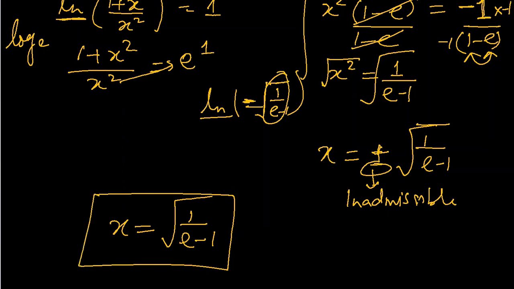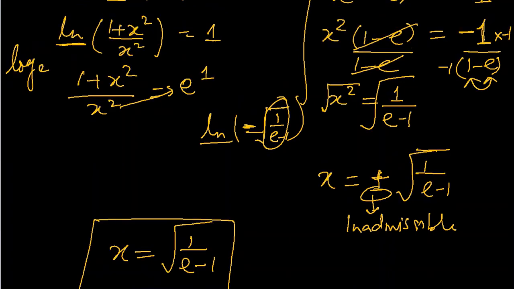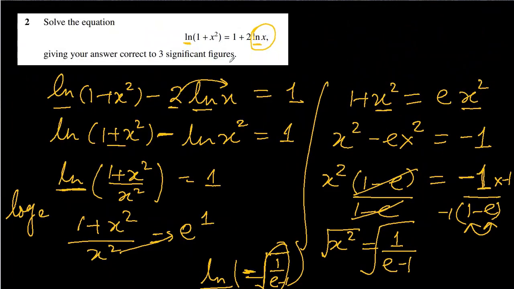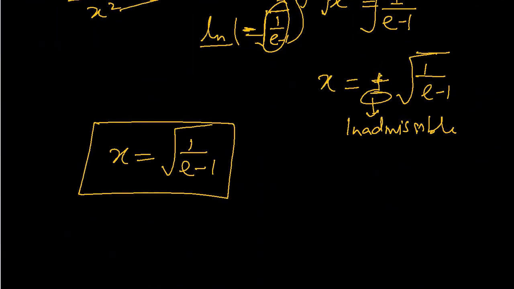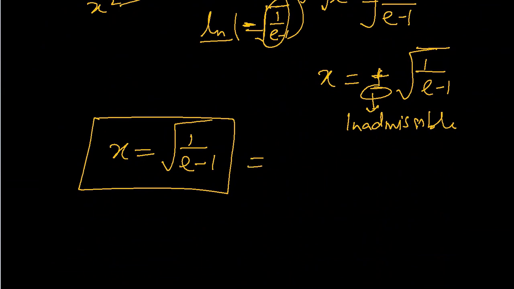And since they are saying that we have to show the answer in decimals, 3 significant figures, the exact answer is not needed. So we will convert this to decimals. If I put this in my calculator, I got 0.7628. Let's make it 3 significant figures.